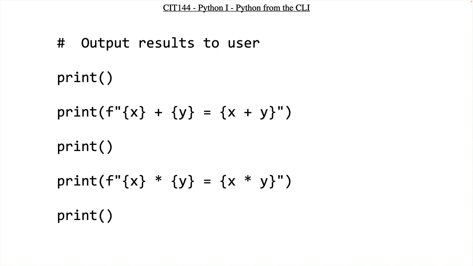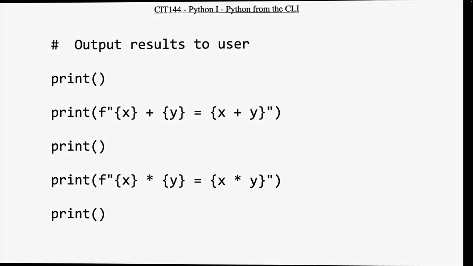Then I have another print with no arguments to give me another blank line. Then I do basically the same type of thing, except instead of doing addition, I'm doing multiplication on the two values that the user inputted. And then I put a print so that I get a blank line before I get the Unix prompt back. So again, just so it looks a little nicer.